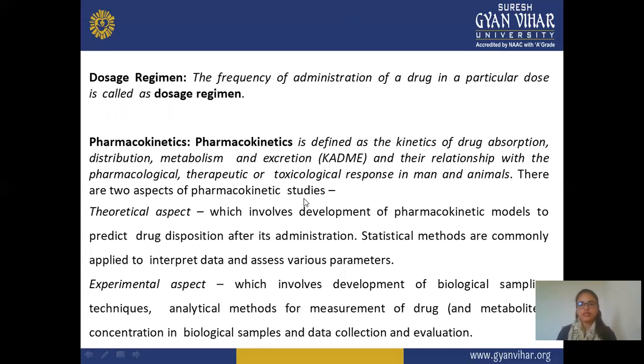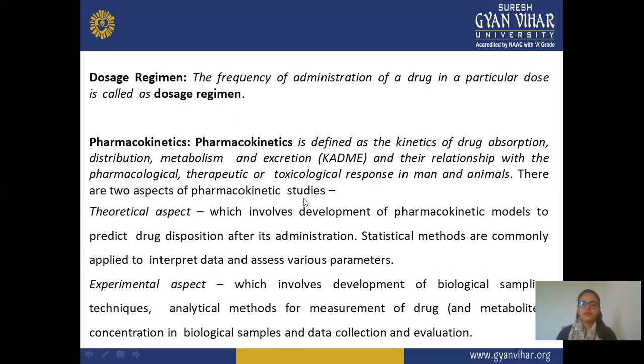In this, statistical methods are normally applied to interpret the data and assess various parameters. These methods are mainly used, and you can solve with the help of mathematical data, equations, or parameters. First you administer the drug. After administering the drug, you check the disposition parameters. With the help of these disposition parameters, you can check the response of the drug. In this, mainly statistical models are commonly used, with which you can interpret the data or check the various parameters. Next is the experimental aspect.